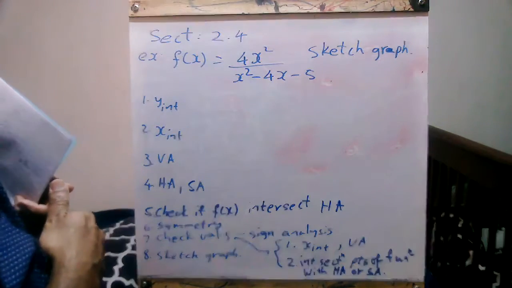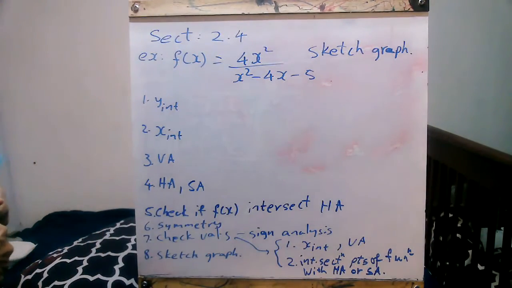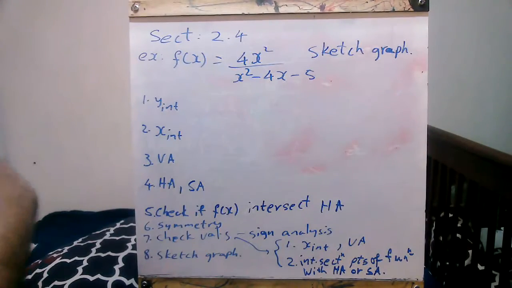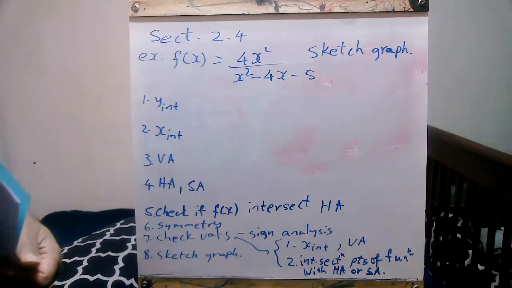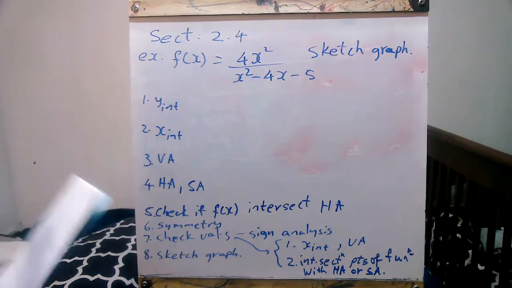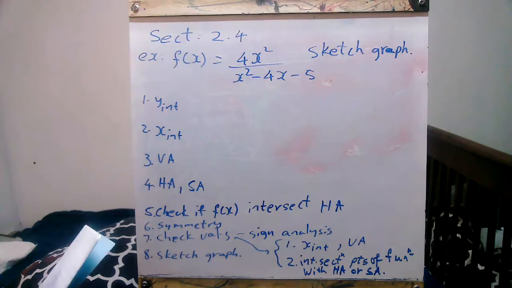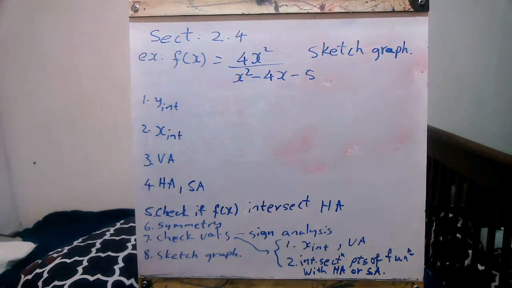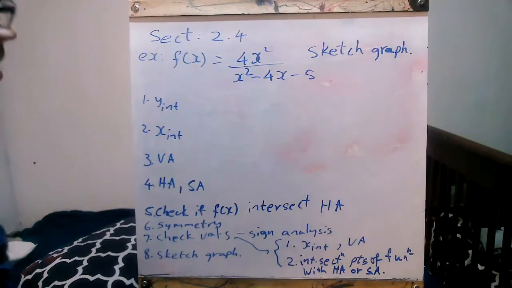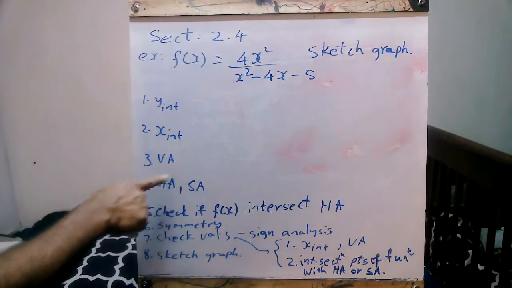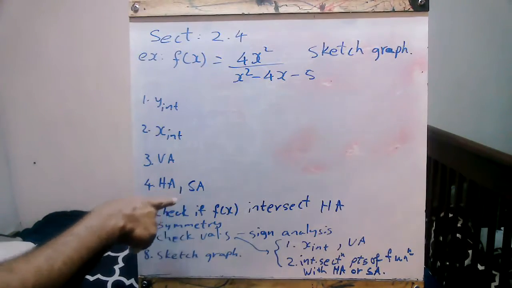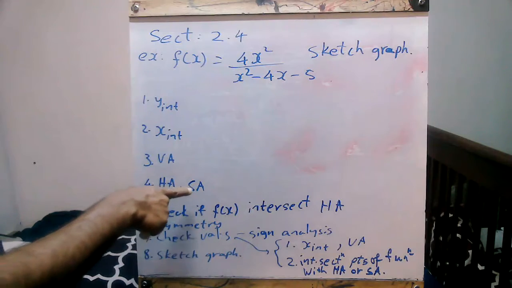f(x) equals 4x squared divided by x squared minus 4x minus 5. We want to sketch the graph of that. I gave you these steps. If you cannot remember them, write them down and keep them handy at the time of the exam. For this we have to find the y-intercept, x-intercept, vertical asymptote, horizontal asymptote, slant asymptote. I'm reading everything because I'm writing in shortened form. You have the printed one with you.